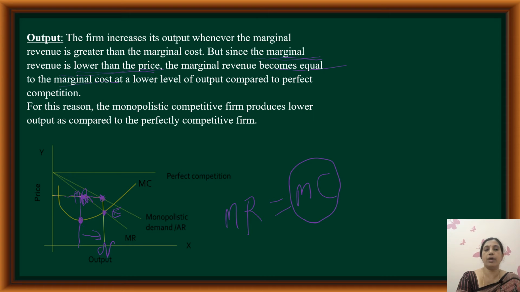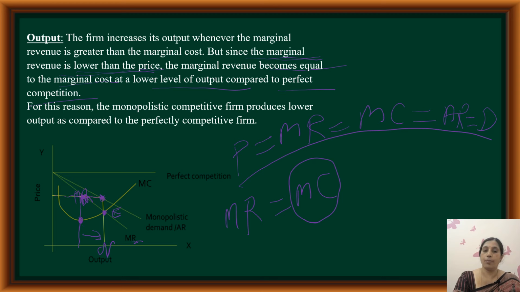Marginal revenue becomes equal to marginal cost at a lower level of output. See, at Q naught, MC becomes equal to MR, and this output is always less than under perfect competition. Under perfect competition, we know that price is equal to MR is equal to MC, and AR is equal to the demand curve. Because of that, under perfect competition they reach a greater quantity than under monopolistic competition. That means monopolistic competitive firms will supply less than the quantity supplied by firms under perfect competition.